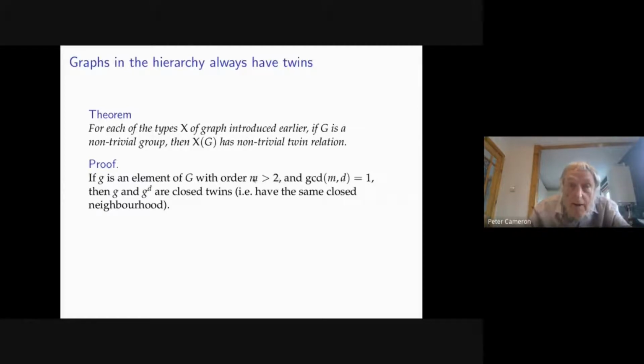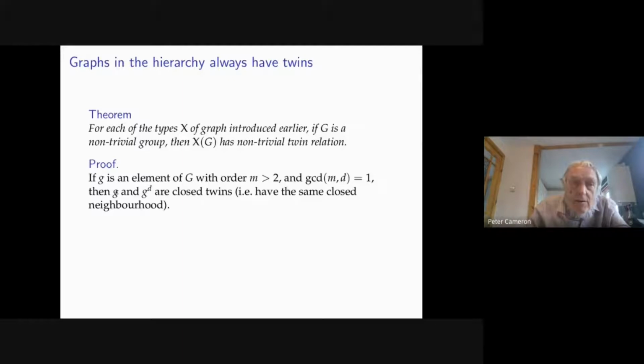And then that element will generate, if its order is m, a cyclic group of order m, and there will be other elements in that cyclic group that also generate, and it'll easily follow that those two vertices, g and g to the power d, are closed twins. Well, if we take, say, the power graph, each is a power of the other, and anything that's a power of g to the d is a power of g, and conversely, because they generate the same cyclic subgroup.